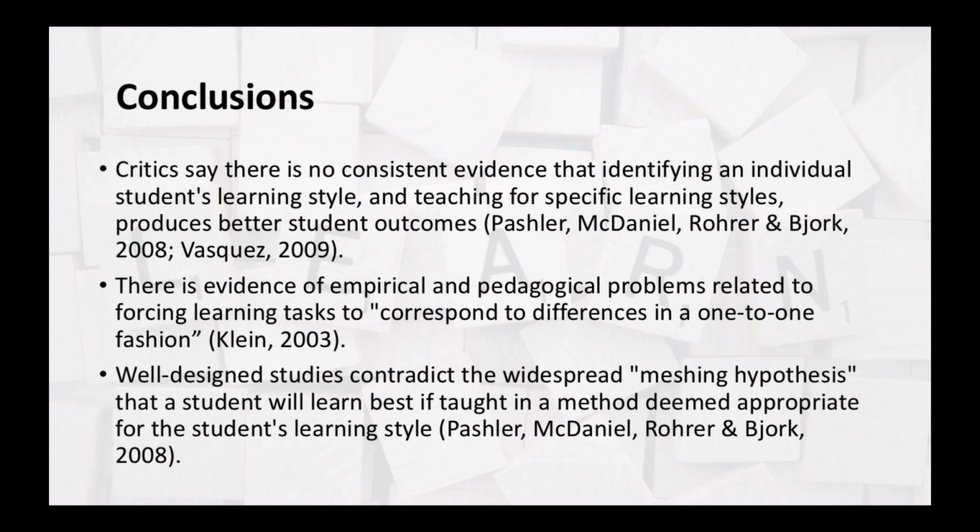Critics say there is no consistent evidence that identifying an individual student's learning style and teaching for specific learning styles produces better student outcomes. There is evidence of empirical and pedagogical problems related to forcing learning tasks to correspond to differences in a one-to-one fashion. Well-designed studies contradict the widespread meshing hypothesis that a student will learn best if taught in a method deemed appropriate for the student's learning style.